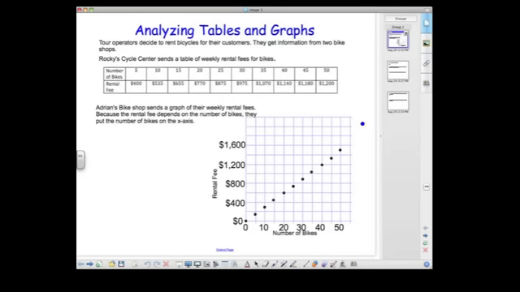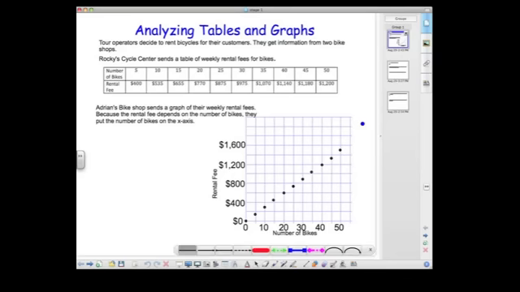They get information from two bike shops. Rocky's Cycle Center sends a table of weekly rental fees for bikes. So the number of bikes and the rental fee per week. Adrian's Bike Shop sends a graph of their weekly rental fees. Because the rental fee depends on the number of bikes, they put the number of bikes on the x-axis.